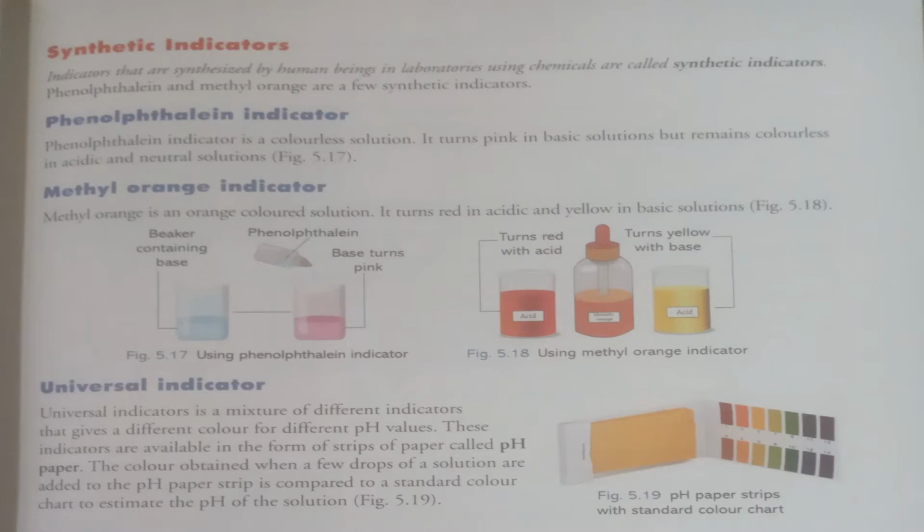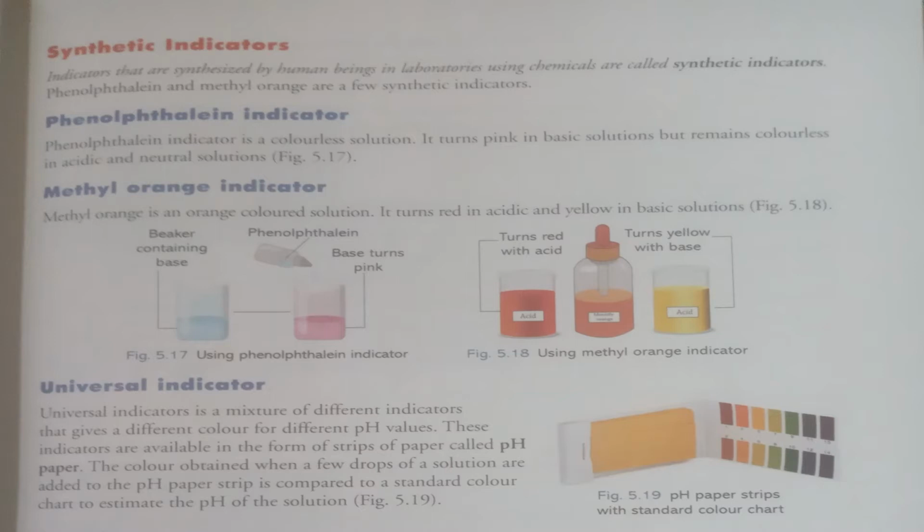In my last video I discussed the natural indicator. Today we are going to know about the synthetic indicator. Indicators that are synthesized by human beings in a lab using chemicals are synthetic indicators. In other words, we can say it is the man-made indicator. A few examples of synthetic indicators are phenolphthalein, methyl orange, etc.